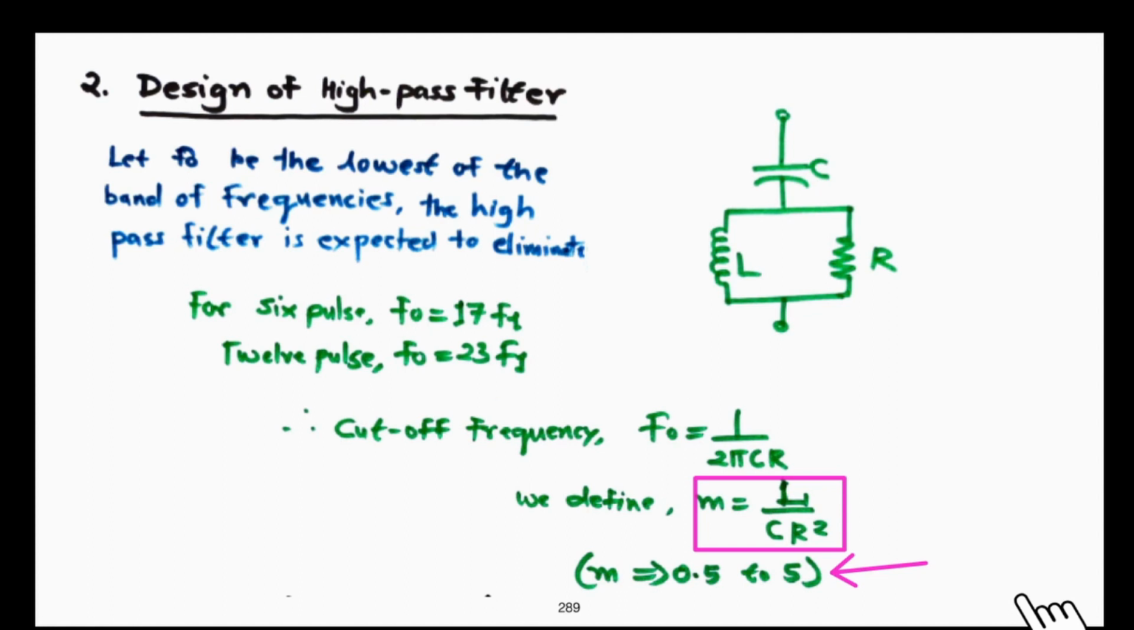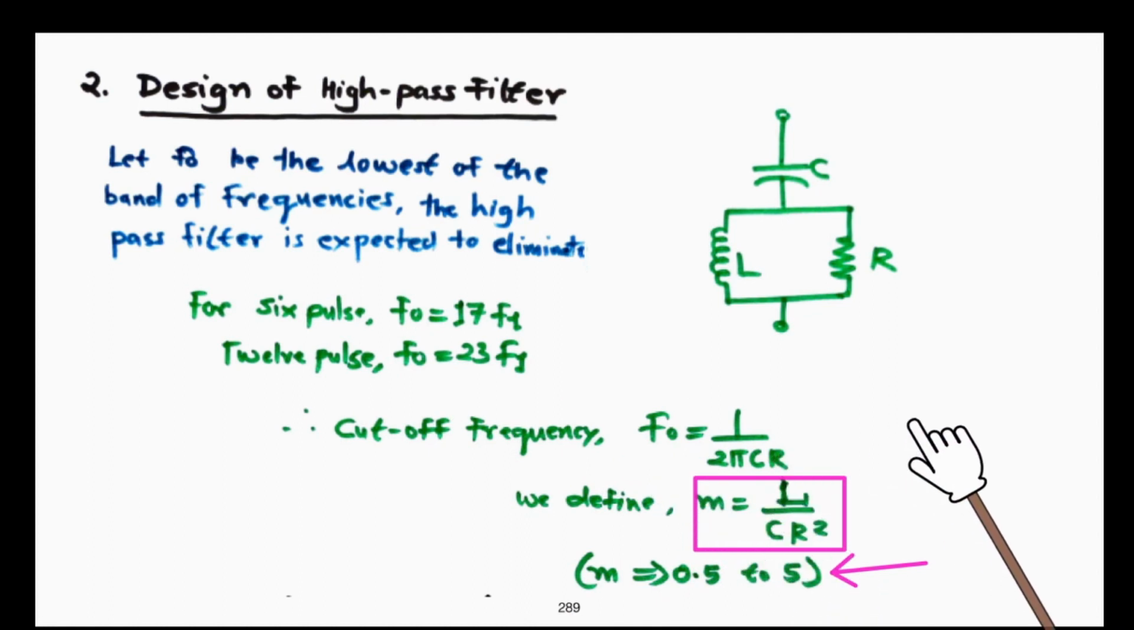So it is clear that the starting point is a cutoff frequency which correlates the circuit capacitance with the resistance. Let us say we want to eliminate the 23rd harmonic. So this will be 23 times 50 hertz, and we can get the value of F0. So F0 will be known to us beforehand.